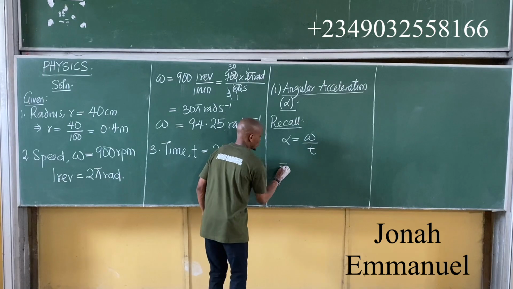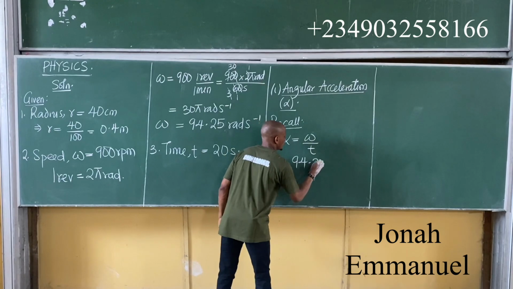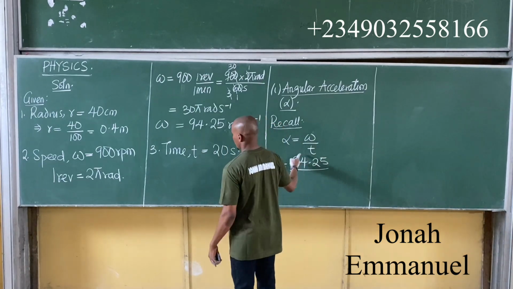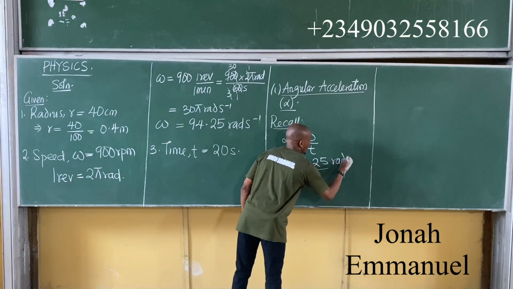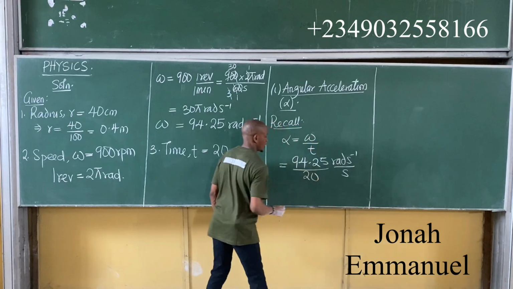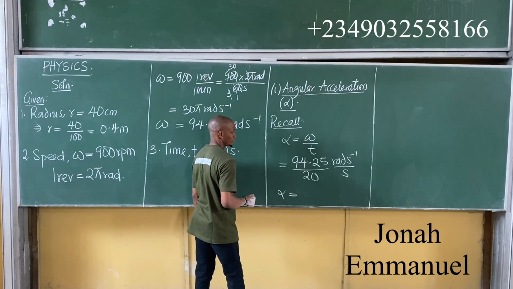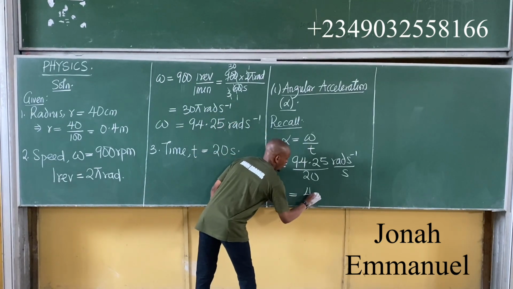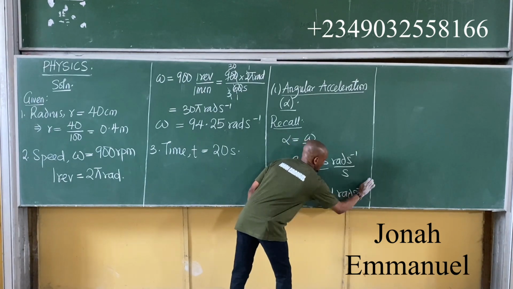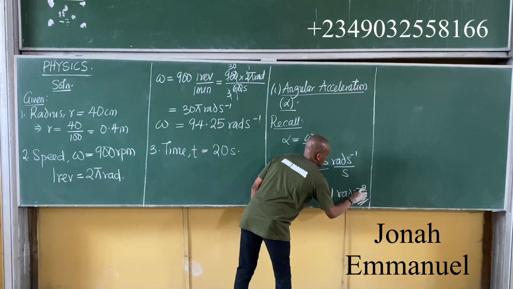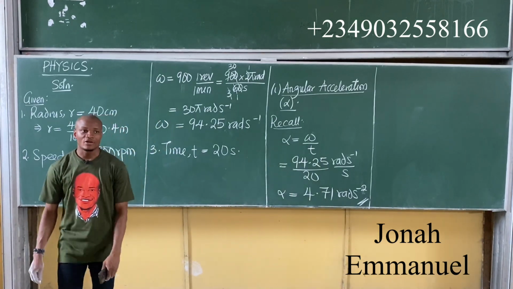So that's equal to 94.25 all over t. What's t? 20. This is now rad per second all over second. Please punch this. What do you get? 4.71 in rad per second square. It says you find this in rad per second square, so it's 4.71 rad per second square.